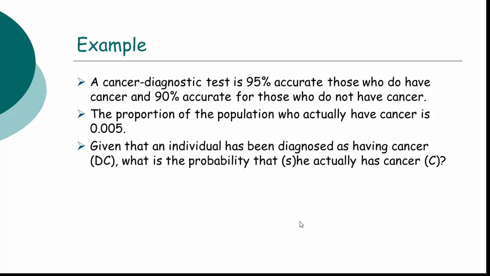The kind of questions we want to answer is that if we know an individual has been diagnosed as having cancer, what is the probability that he or she actually has cancer? And we'd also like to know the flip side of that, which is to say, if an individual has been diagnosed as not having cancer, how likely is it that he or she doesn't have cancer?